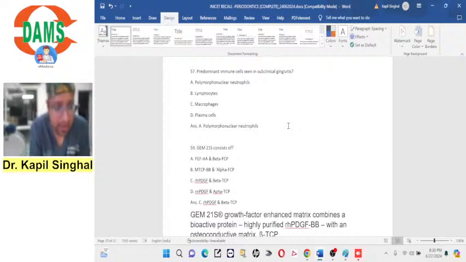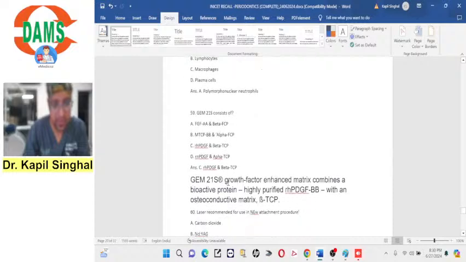Next question, very, very important. I have been behind this question. I have been telling people that this question can come any day. GEM 21S consists of, please remember, a growth factor which is a combination of recombinant platelet-derived growth factor and beta tricalcium phosphate. So it is a combination of two things: recombinant platelet-derived growth factor and beta tricalcium phosphate. The answer here would be C.